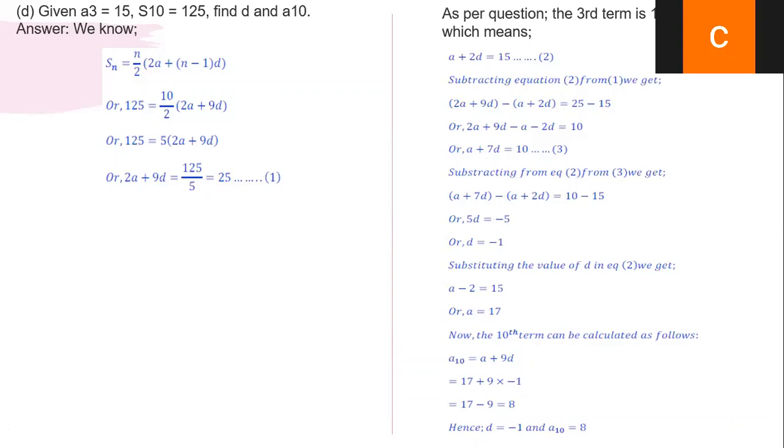No, ma'am. Still I did not get the value of A and D. So now what I'm going to do, I'll subtract equation 3 and 2. Again, if I subtract A plus 7D minus A plus 2D, here A and A will get cancelled. 7D minus 2D is 5D, 10 minus 15 is equal to minus 5. D is equal to minus 1. Anyone have doubt until we get the D value, children? No, ma'am.